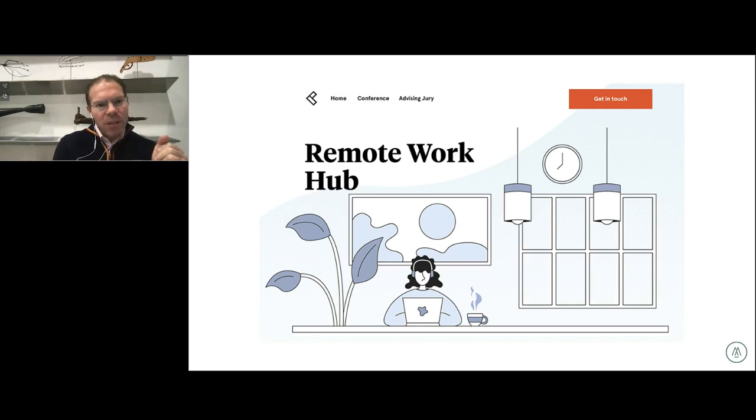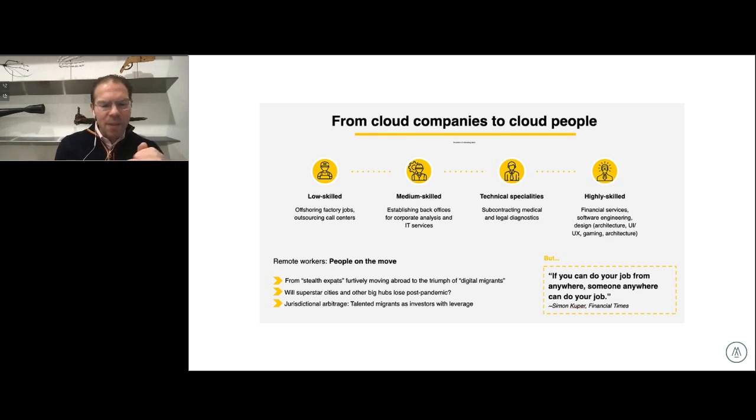So I think it'll be interesting to see what kind of programs are put together for those kinds of new arrivals coming from someplace else. And, Parag, this is something we've thought about at Climate Alpha. We call this from cloud companies to cloud people.